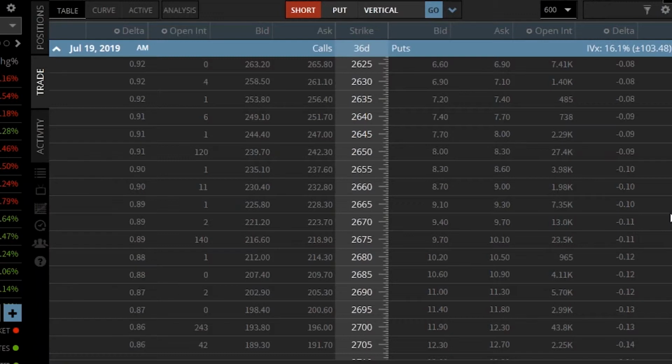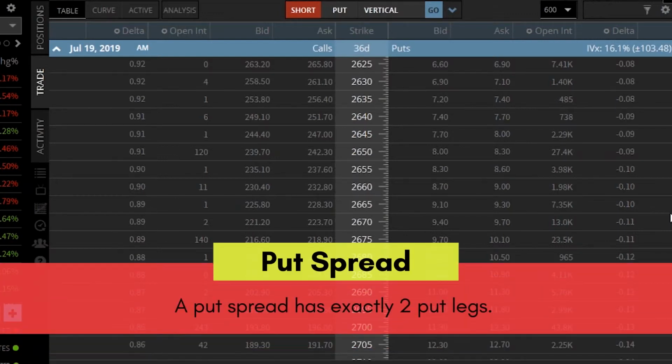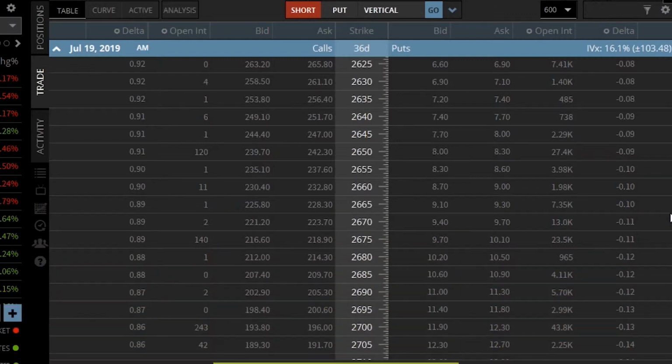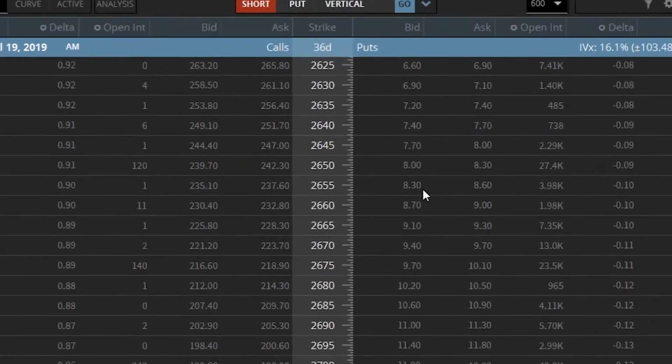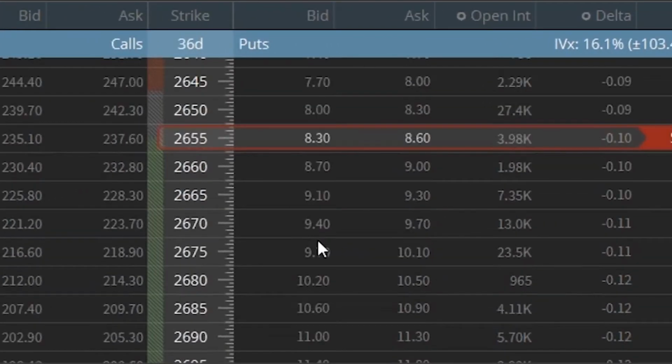A put spread just equals 2 put legs. So you're buying and selling one, or selling and buying one. So a put spread cannot be less than 2 puts, and it cannot be more than 2 puts. So a put spread is 2 puts. In this case, we are selling a put spread. We are selling the closest to at the money put and buying a put lower. So in this case, we're just demonstrating this with a 10-point wide spread at the 10 delta.